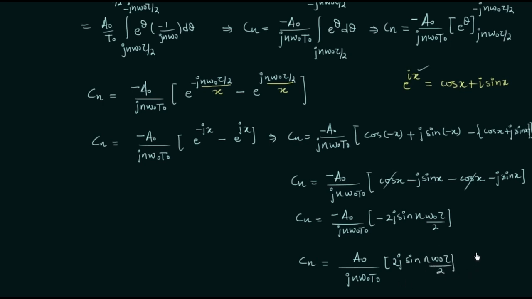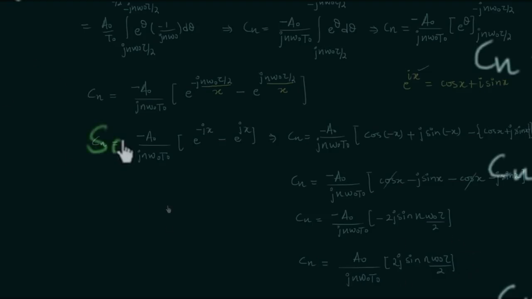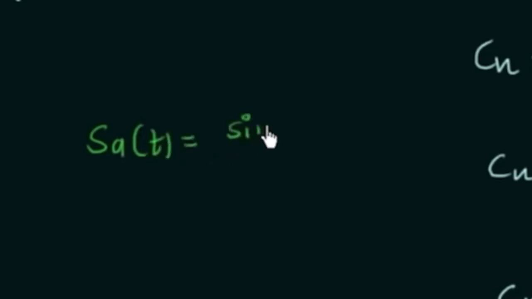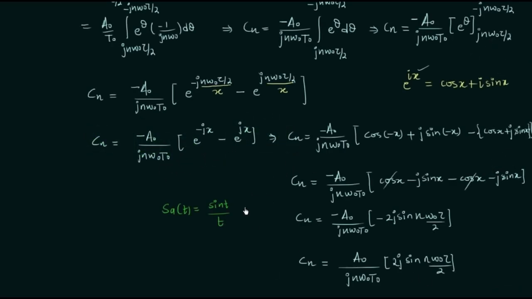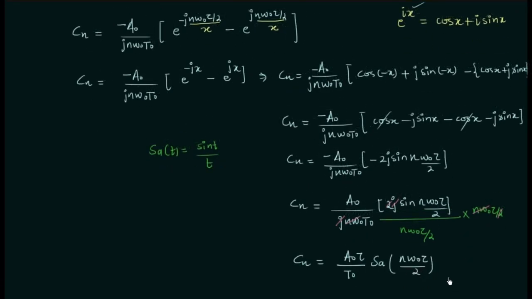Now we will make this a sampling function. We already know the sampling function is equal to sin t divided by t. In our case, in place of t, we have n omega naught tau by 2. So we will divide by n omega naught tau by 2, and we will multiply by n omega naught tau by 2. So you can see the 2 and 2 will cancel out. This 2 and 2 here will cancel out. j will cancel out. n omega naught will cancel out. So we are finally left with tau by 2. So this is the answer. We have calculated Cn for the given rectangular wave, and I have explained each and every step in great detail.